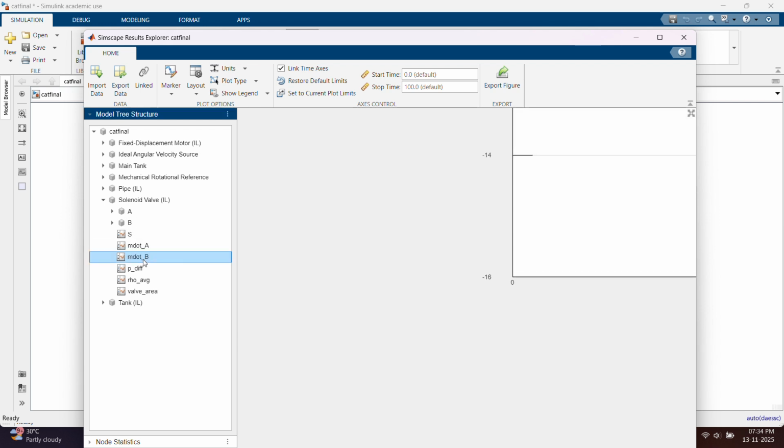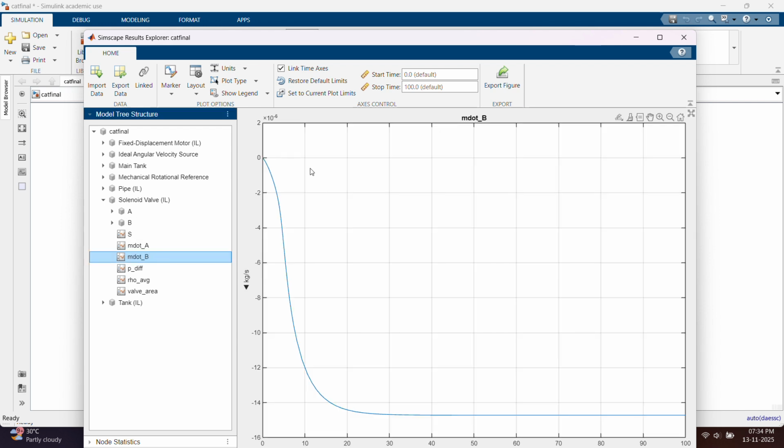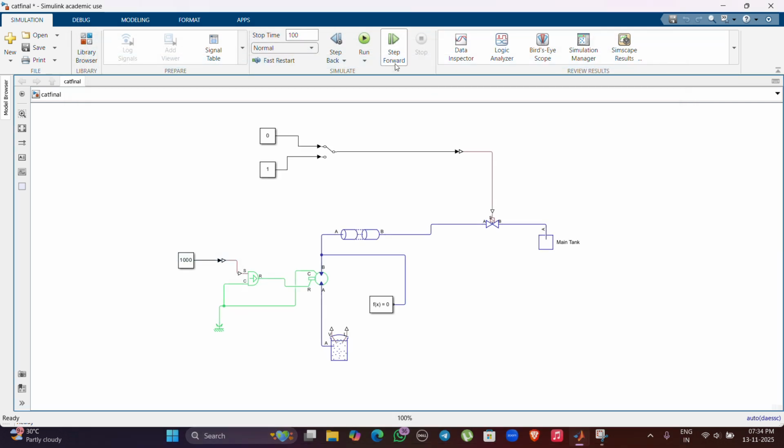And then let's see m dot B. At the outlet, the flow will be negative, and the curve decreases from 0 and then saturates at around negative 15 times 10 to the power minus 6. This still says that there is no flow at the outlet. Now we have to double click on the manual switch. Now let's turn to the on condition.